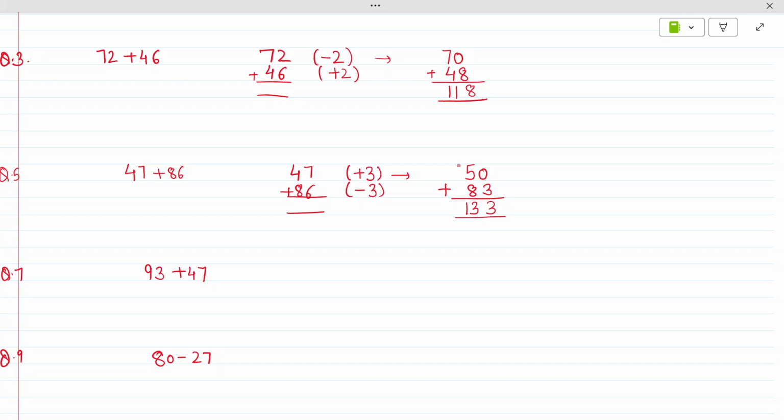Okay. Now, the last question of addition I'm picking is question number 7. So, this is 93 and 47 plus.